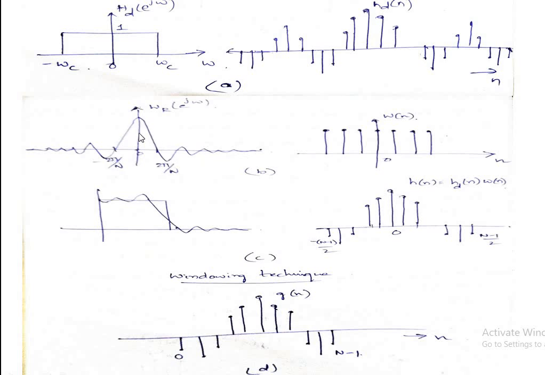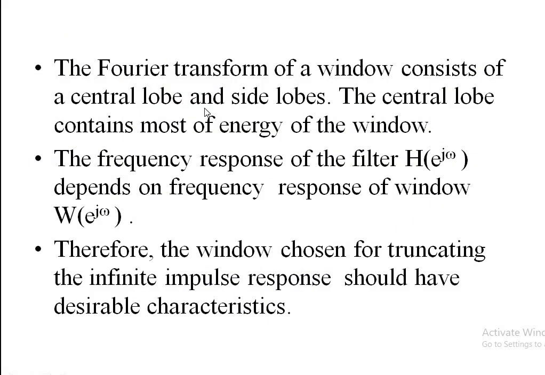The central lobe or the main lobe of this windowing function actually contains most of the energy of the window, and the frequency response of this particular impulse response mainly depends upon the frequency response of the windowing filter only. Therefore, the window filter that we choose for truncating this infinite impulse response should have some desirable characteristics, as the frequency response depends upon the Fourier transform of the window.